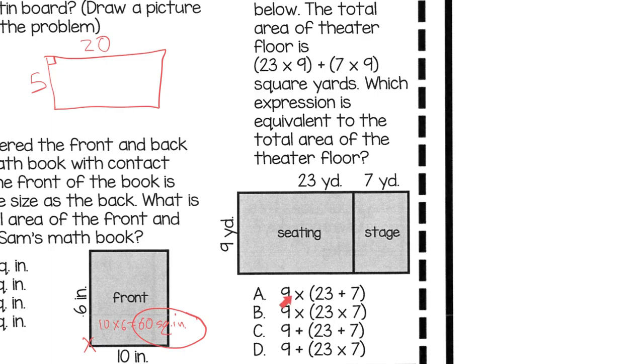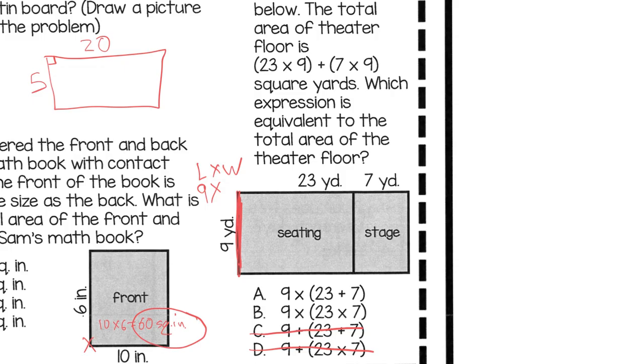So are we going to do 9 times 23 plus 7? 9 times 23 times 7? 9 plus 23 plus 7? Well, we said that area is length times width. Our length is 9. So we know that this is going to be a 9 times something. So we can't use C and we can't use D, right? Because that says 9 plus and that says 9 plus, and we need a 9 times.